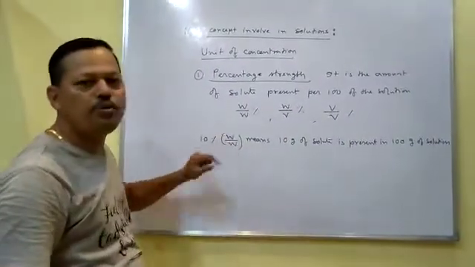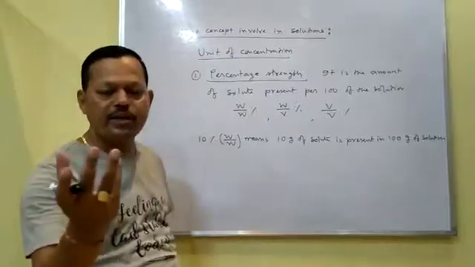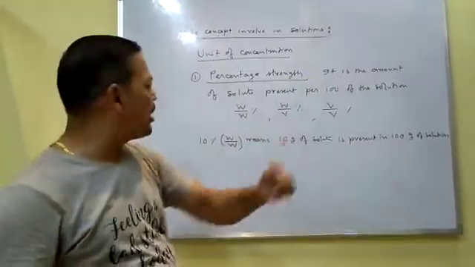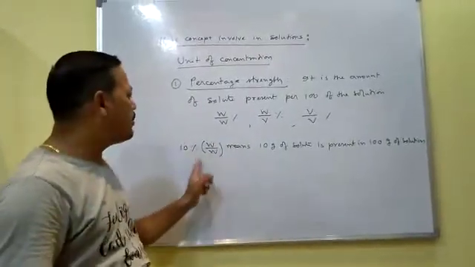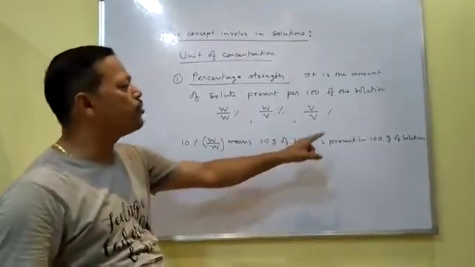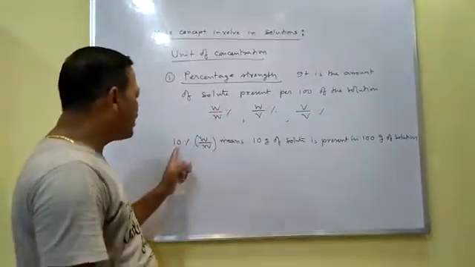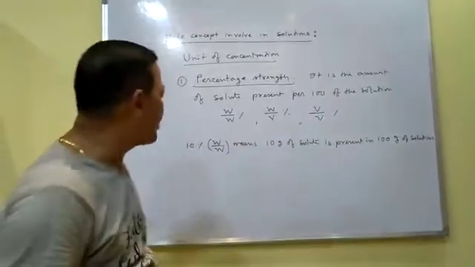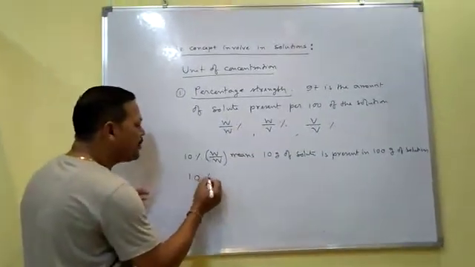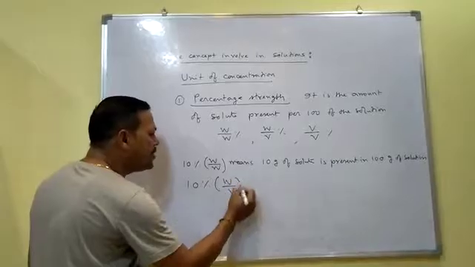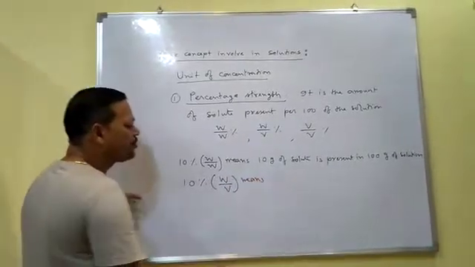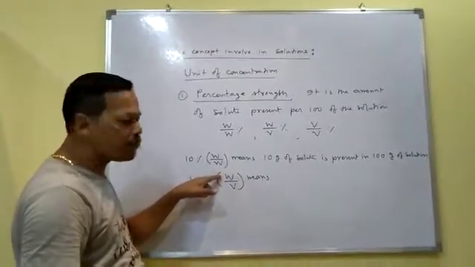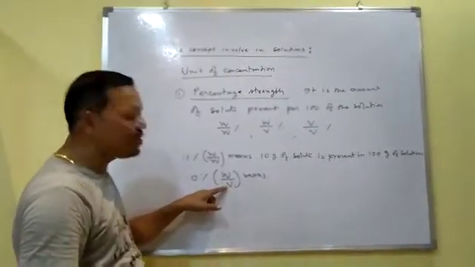That is why it is called W by W. I mean, when you measure the solute in gram and the solution in gram, then you can apply the W by W concept. 10% W by W means 10 gram of solute is present in 100 gram of solution. Like 20% W by W means 20 gram of solute is present in 100 gram of solution, like this. Similarly, 10% W by V means, W means mass, V means volume. So solute you have to express in terms of mass, solution you have to express in terms of volume.